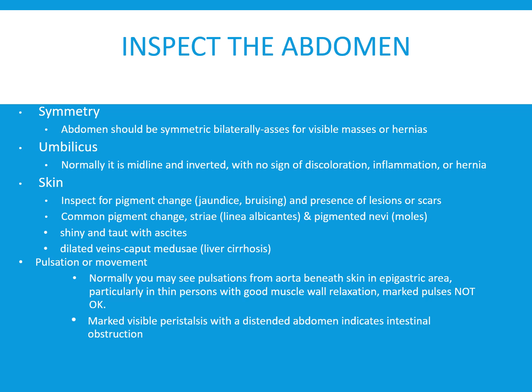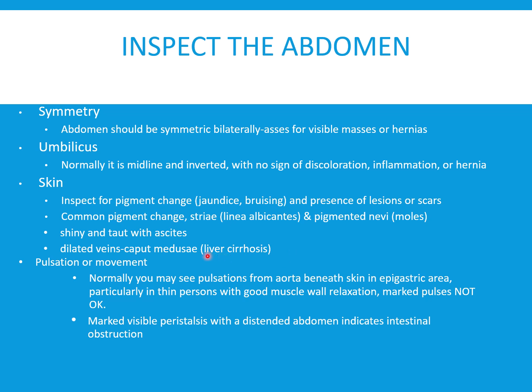On inspection, we're going to look at the whole abdomen for any visible masses, hernias, anything you see on the skin. So pigment changes, jaundice, bruising, lesions, scars, striae, new moles, shiny taut skin like with ascites, any dilated veins, which would be indicative of liver cirrhosis, on the abdomen, any abnormal pulsations.